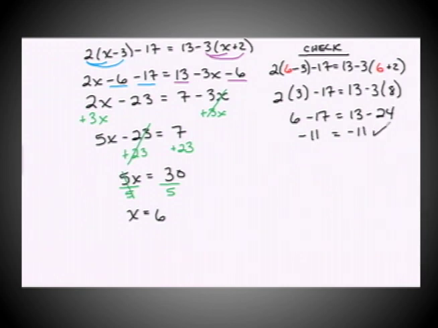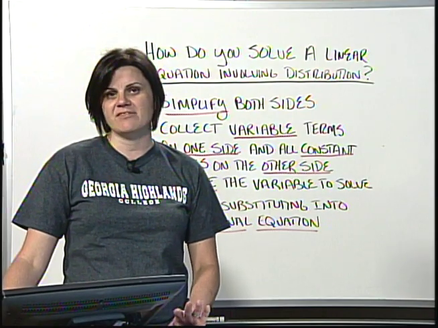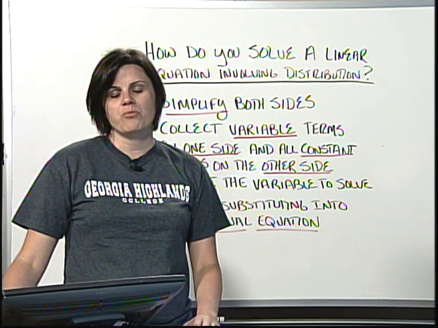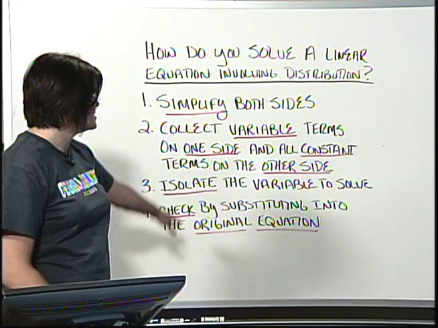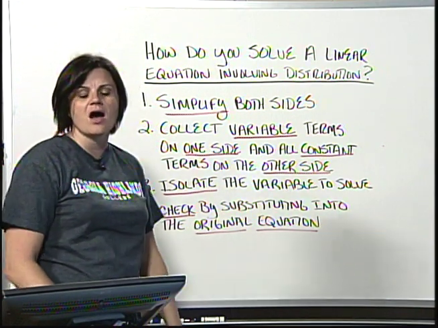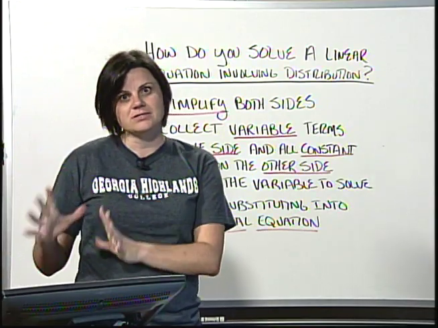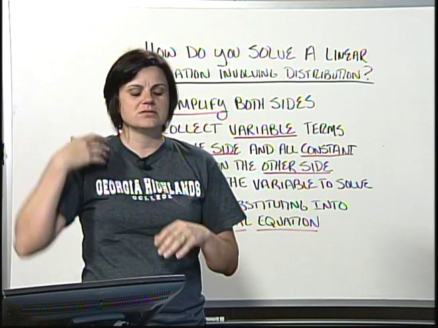So there's the true statement we're looking for, which allows us to say that 6 is the solution to this equation. In other words, when I plug 6 in, it makes the statement true. So I hope that this example has been helpful for you in understanding that distributing in an equation like this is simply part of this first step of simplifying both sides of the equation before you begin moving terms from side to side, collecting variables on one side and constants on the other.